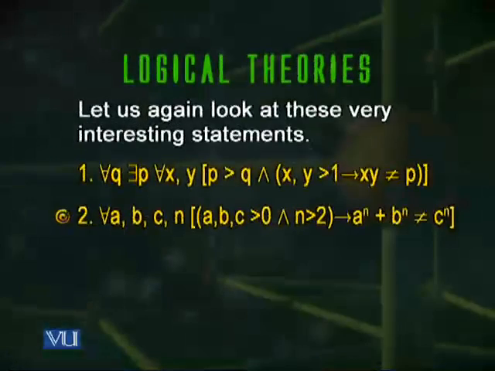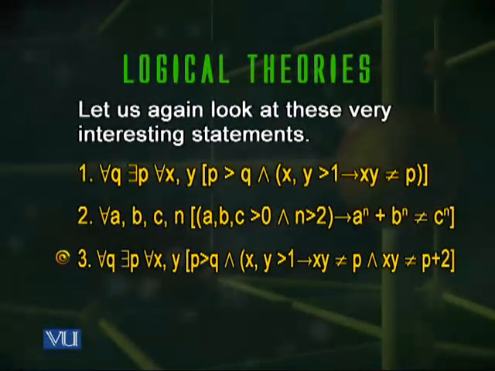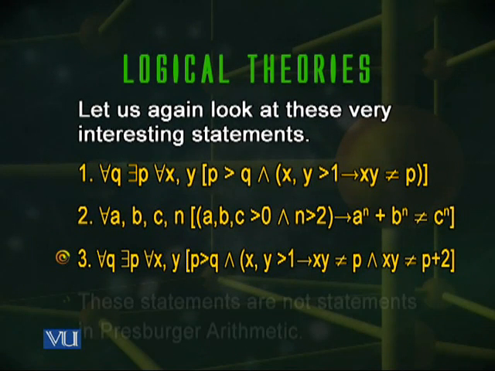The second statement said that a to the n plus b to the n equals c to the n has no solutions in positive integers as long as n is strictly greater than 2. This is known as Fermat's last theorem. This is also an extremely interesting statement, and mathematicians spent a lot of time proving it. The last statement says that there are infinitely many twin primes. That is known as Goldbach's conjecture.